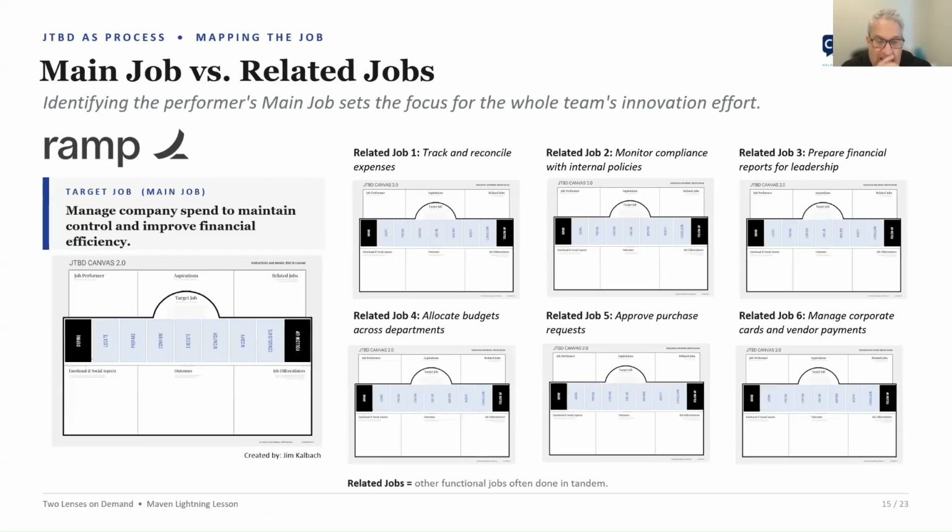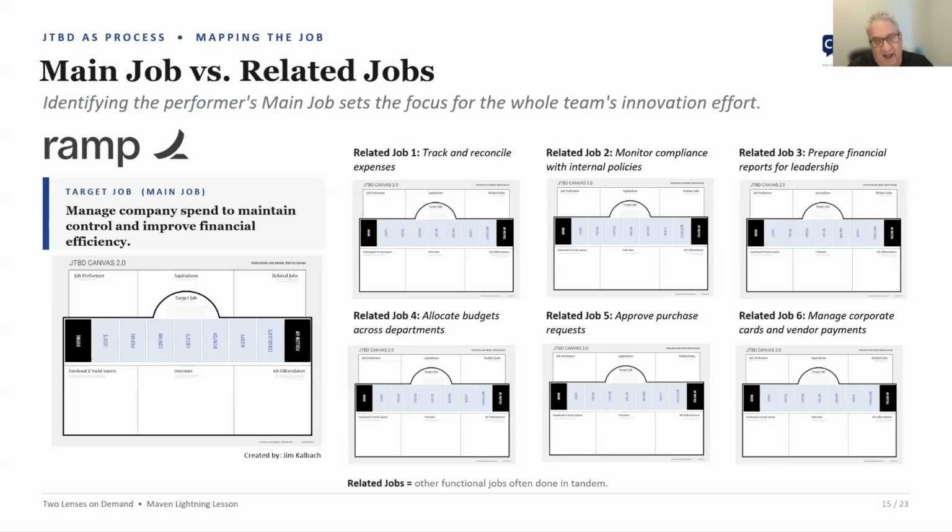And so when you do job mapping, and in this context, we're referring to a framework by Jim Kalbach, which is called the Jobs to be Done 2.0 Canvas, you're looking to map from start to end the main job. And in this case, the main job we've identified as manage company spend to maintain control and improve financial efficiency.